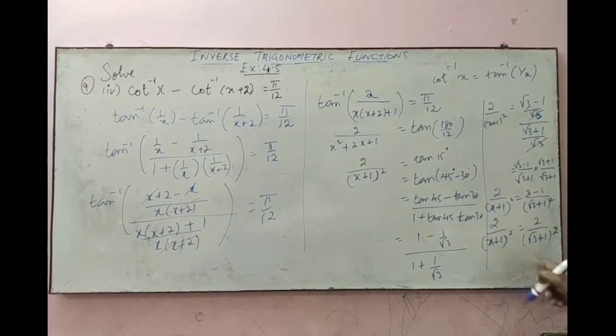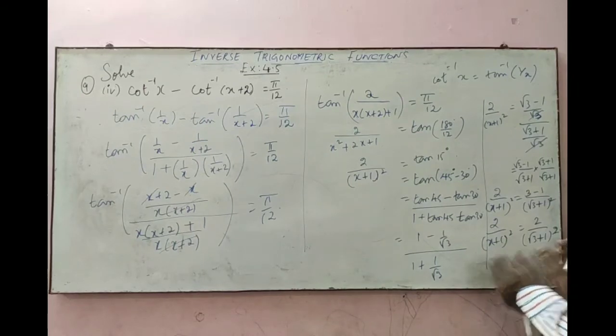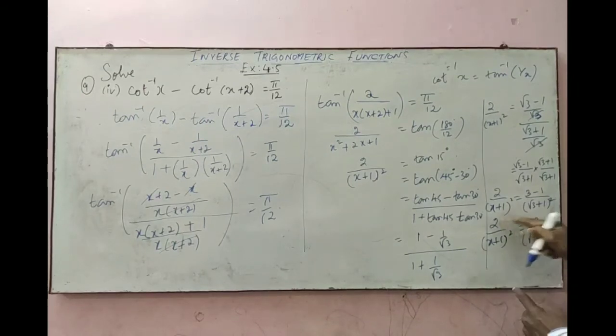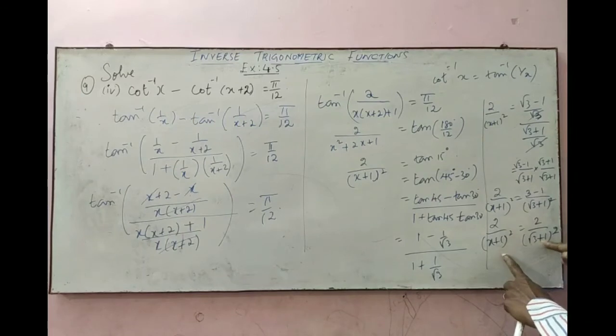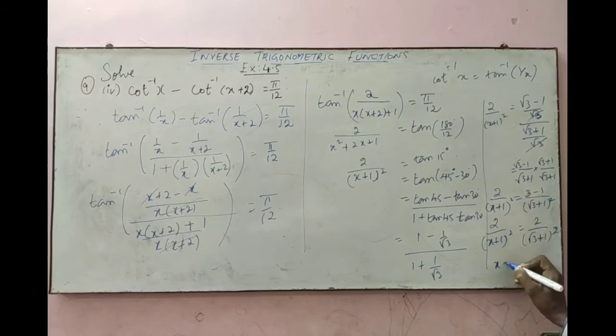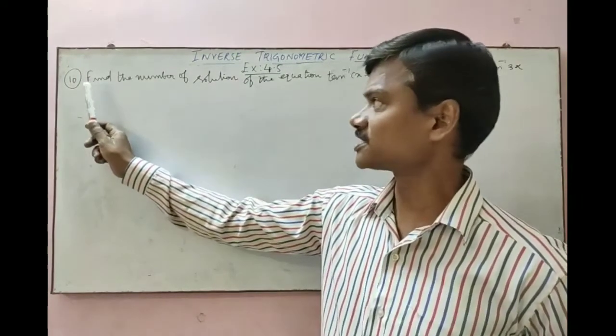Now compare these two. Look at those two sides of the equation. Numerator is 2. Here x plus 1 whole square, root 3 plus 1 whole square. On comparing this, you can get the value of x as root 3. So this is the solution of x. 10th sum, this is the last sum of this exercise.